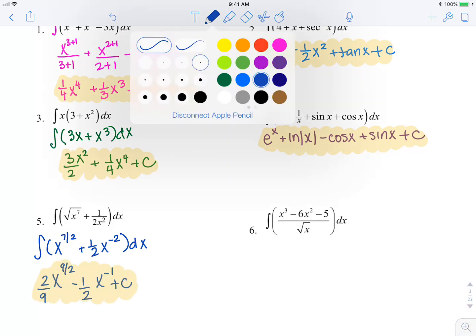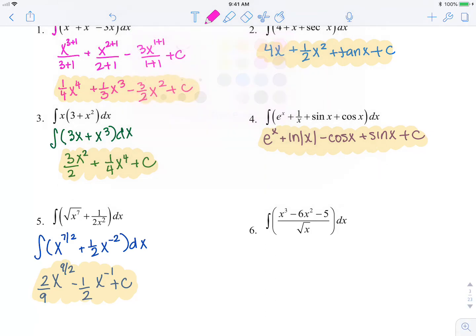And then last, this one, we have x to the square root power, which is x to the 1/2 power on the denominator. So if I subtract my exponents, 6 over 2 minus 1 over 2 makes x to the 5/2 power. 4 over 2 minus 1 over 2 makes x to the 3 over 2. And then this is minus 5x to the negative 1/2 power dx.